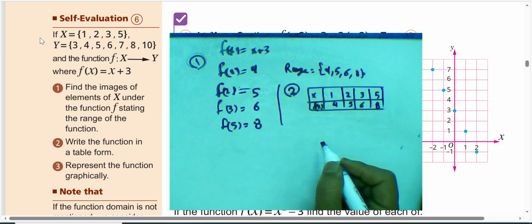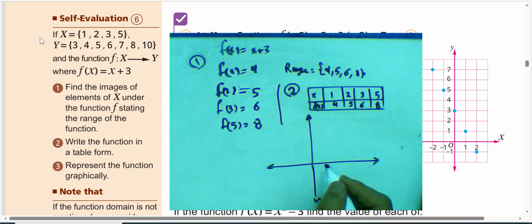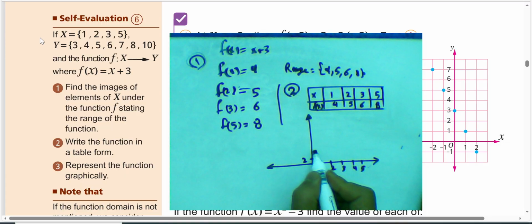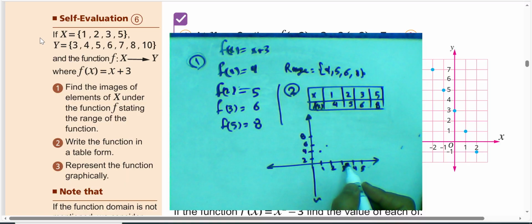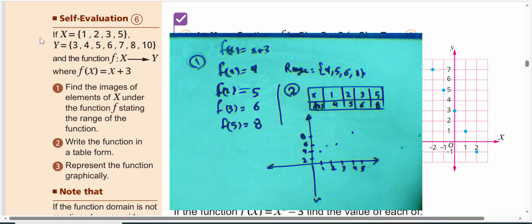Okay, representing the function graphically, you can draw the x-axis and y-axis like this. We have 1, 2, 3, 4 and 5, and 2, 4, 6, 8. Image of 1 is 4, 2 is 5, 3 with 6, and 5 with 8. Understood?